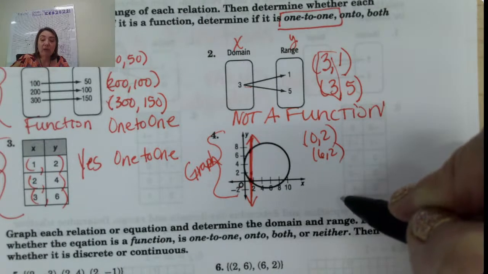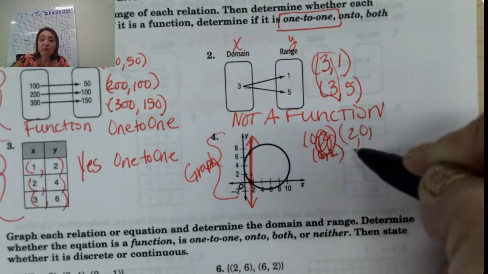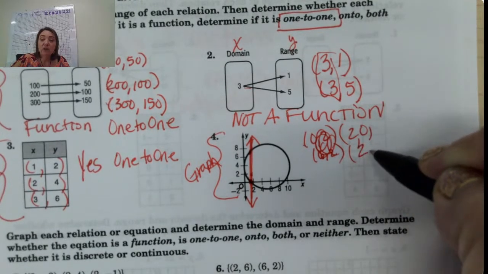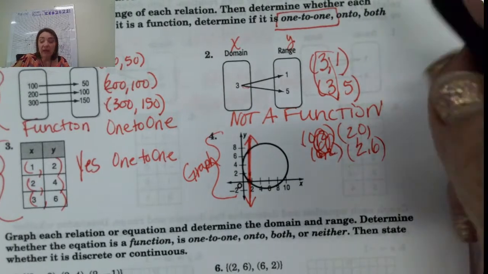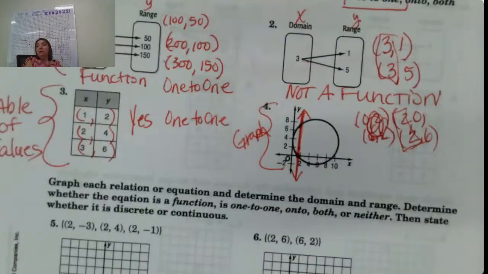Did I write that backwards? I sure did. 2, 0 and 2, 6. And what is the same on those? Which are what values? X's. And the X's, to be a function, the X's have to be unique.